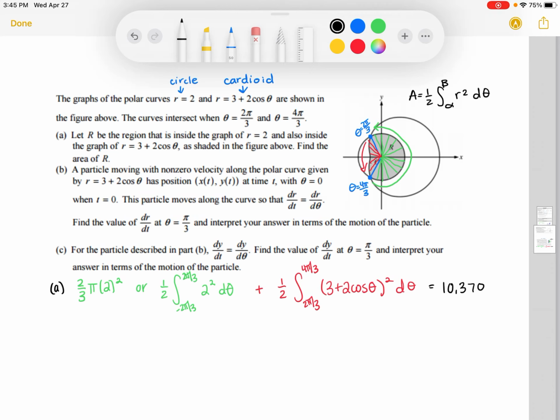When you have multiple curves, you want to always think about going counterclockwise, and always think about going from the origin to the edge of whichever curve you're looking at. Okay, so now let's do part B.